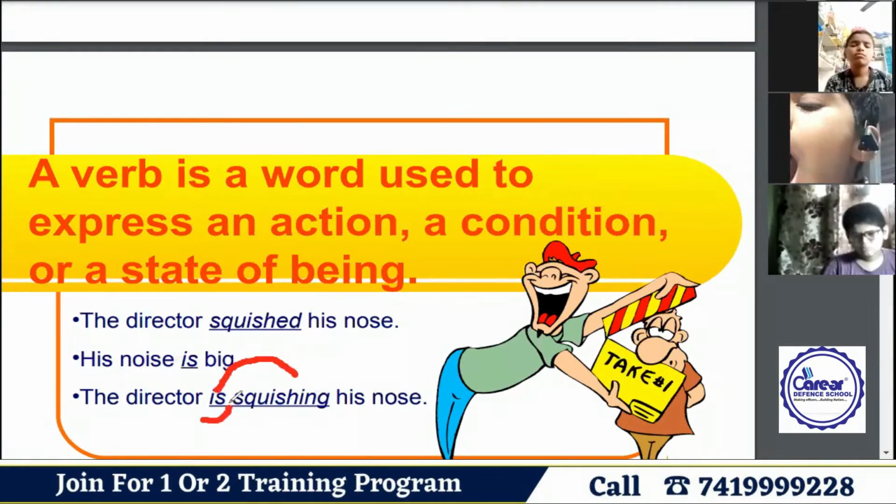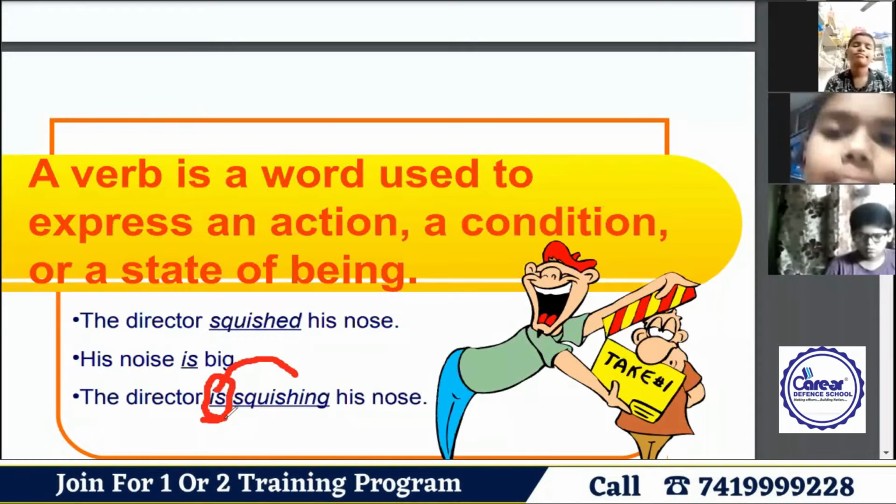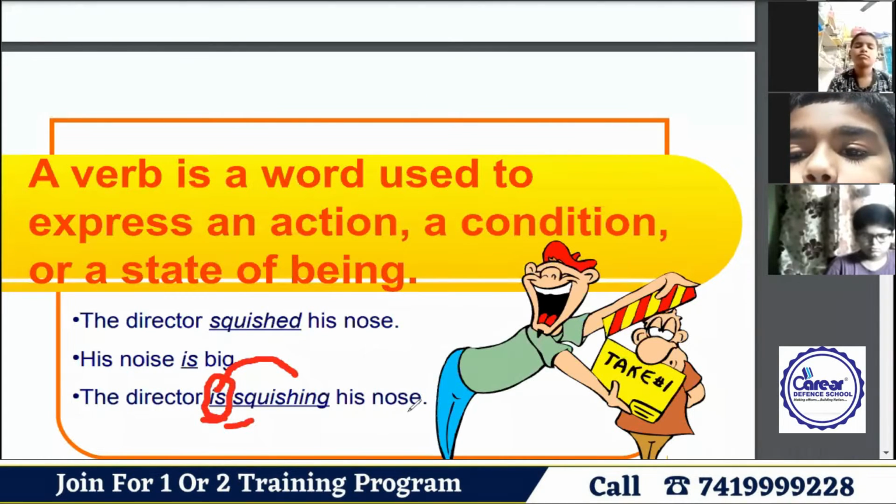The helping verbs are am, is, are, was, were, has, have, had. They are all helping verbs. And this is the main verb. What's the main verb? You can call it the verb's first form, second form, third form. They are all main verbs. Is it understood? So a verb is a word. It tells us about an action.